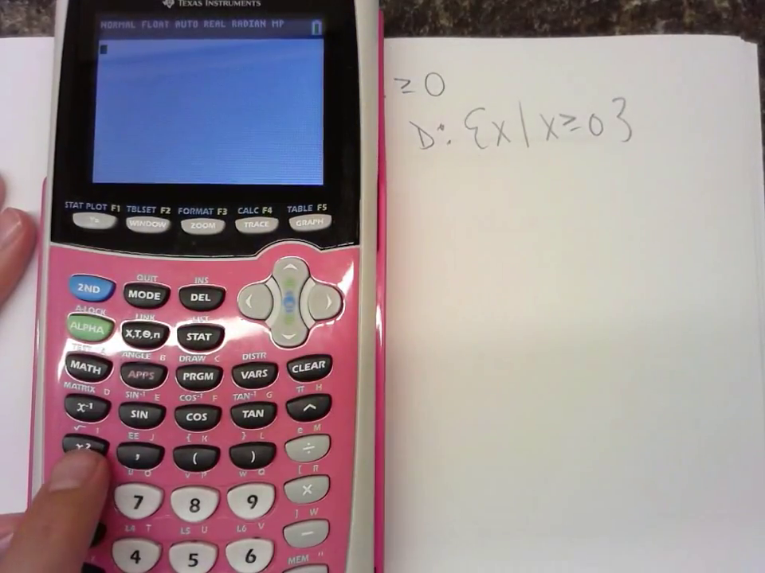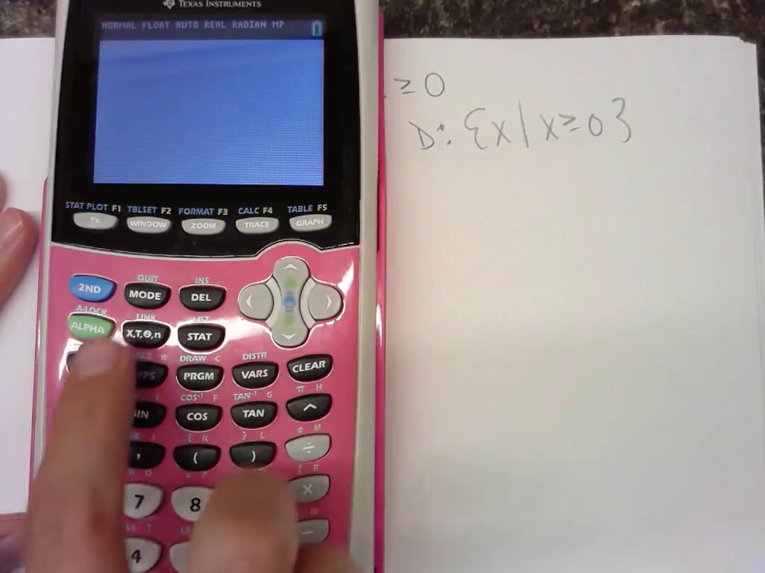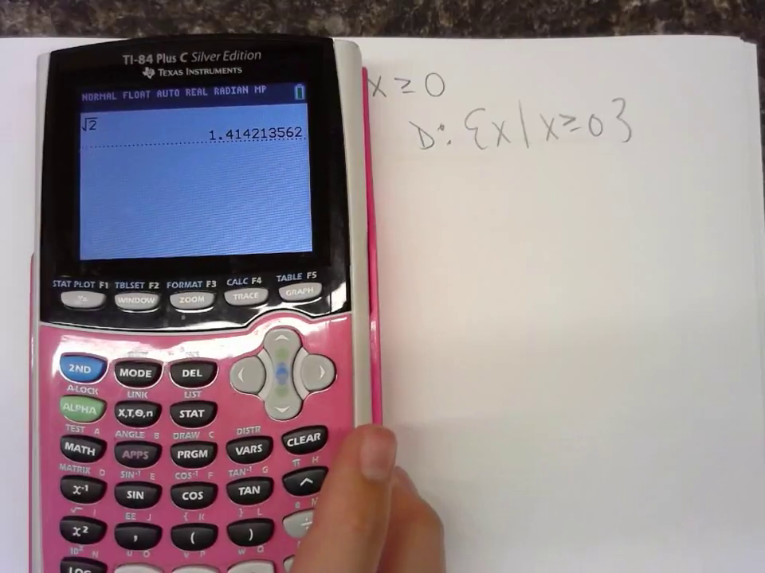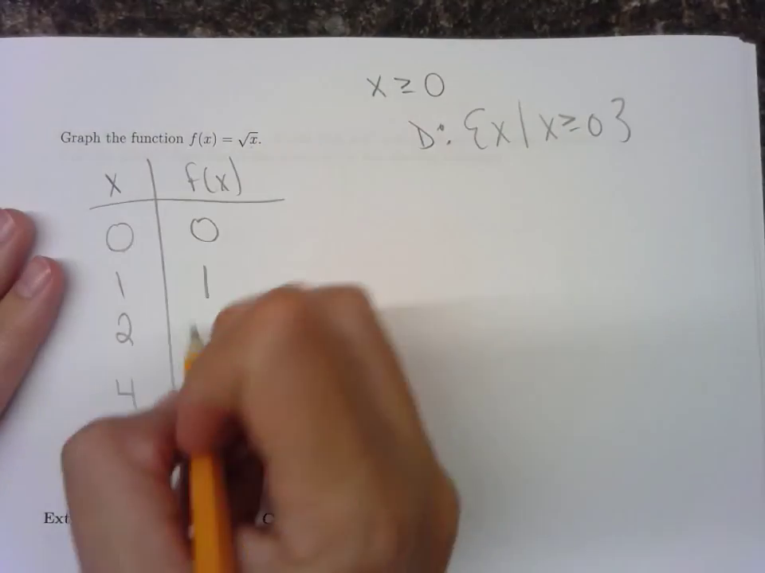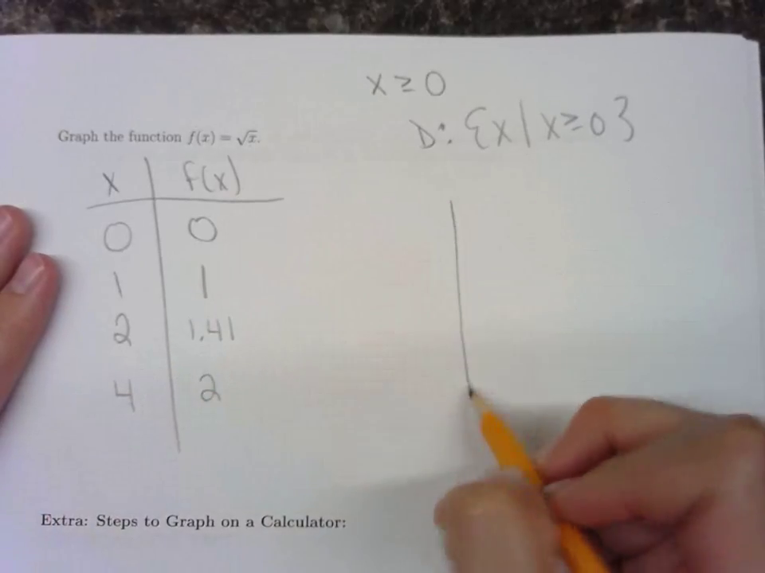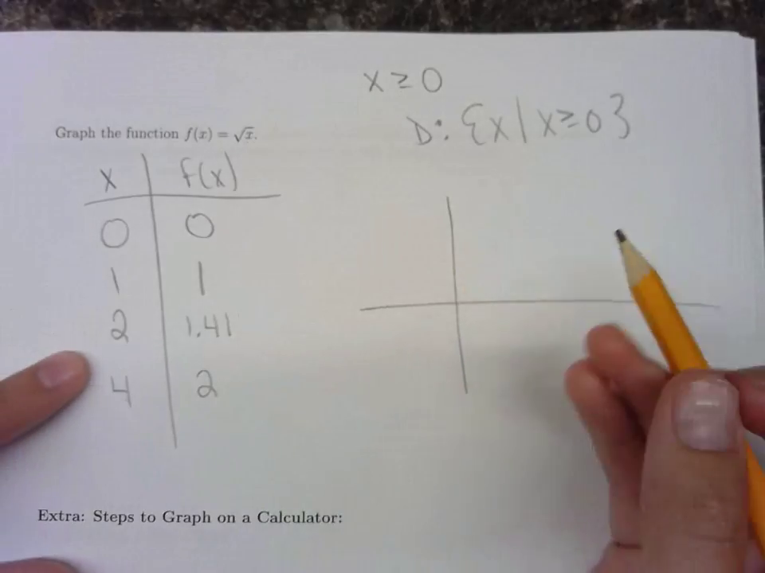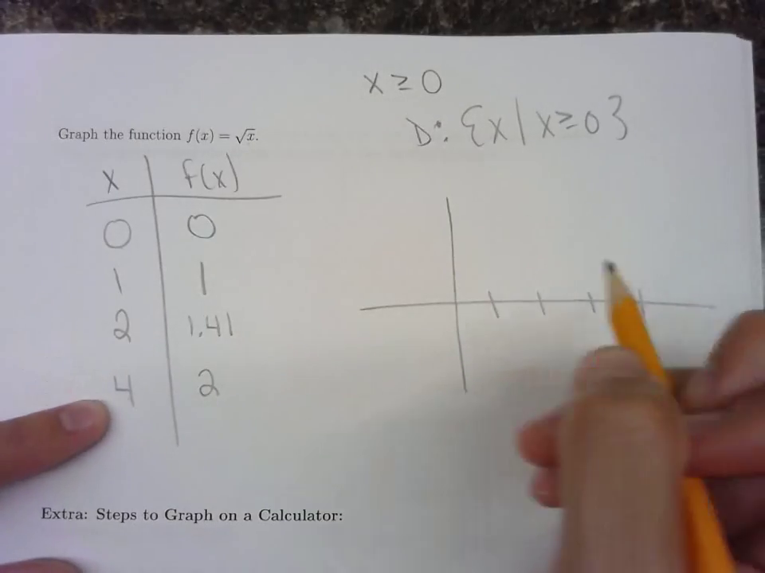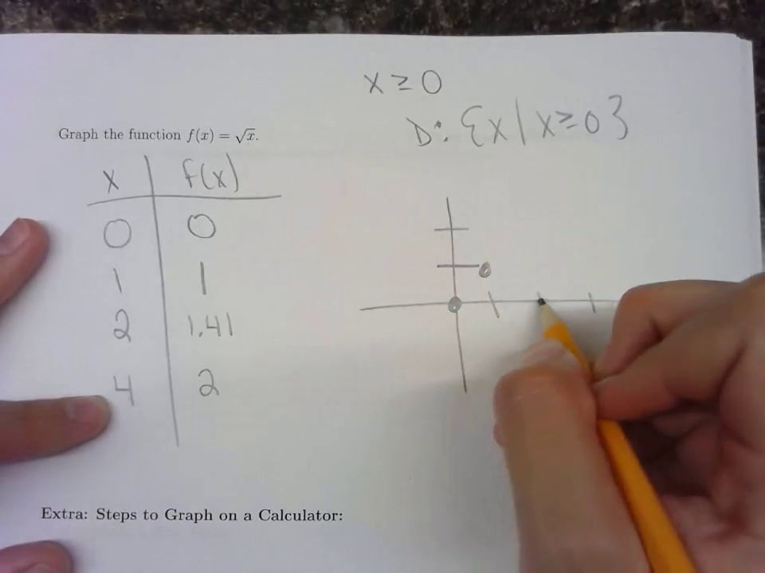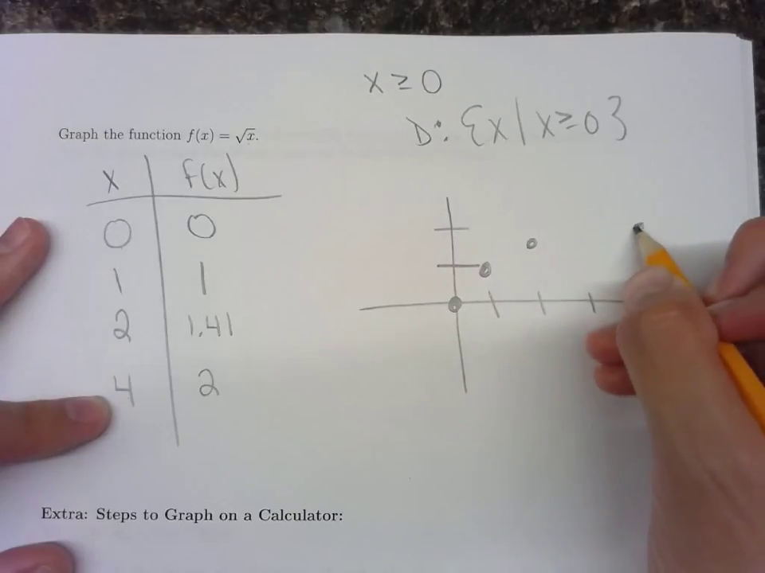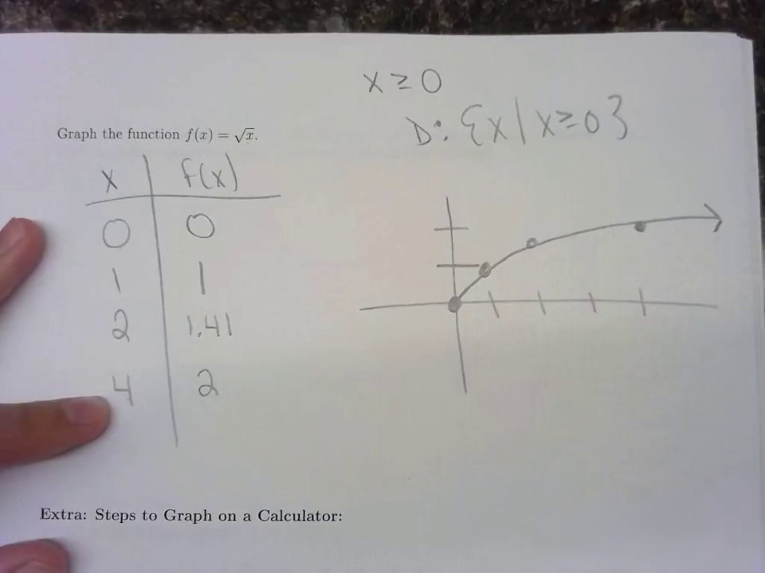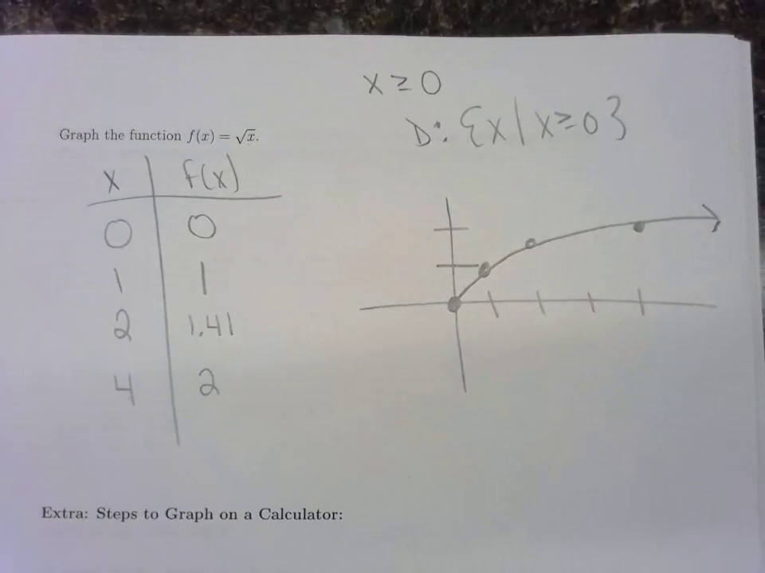Square root is behind the x squared. You can see you've got the root there. So second, press that button. 2. Press enter. About 1.41. Square root of 4 is 2. Okay, so for x's we need to go out to 4, 1, 2, 3, 4. For y's we just need to go up to 2. Okay, so we have 0, 0, 1, 1, 2, 1.41, and 4, 2. Okay, so that is what the square root of x looks like.